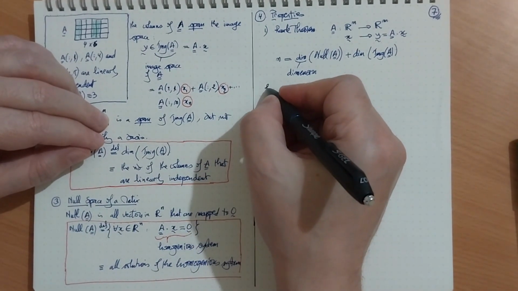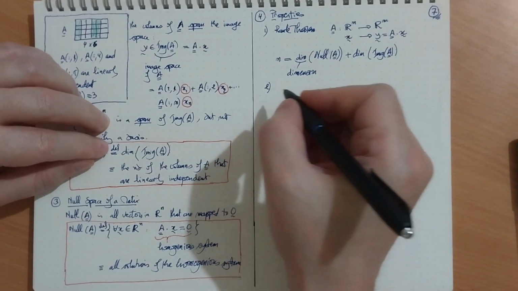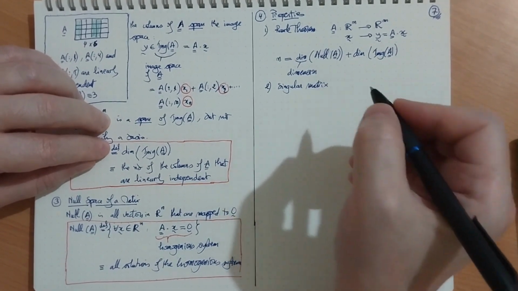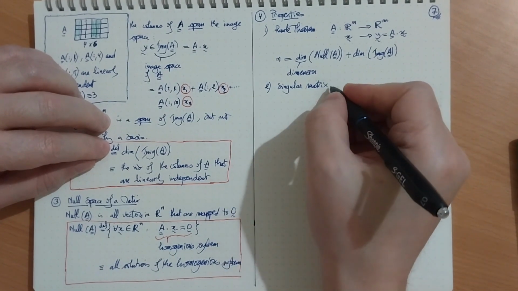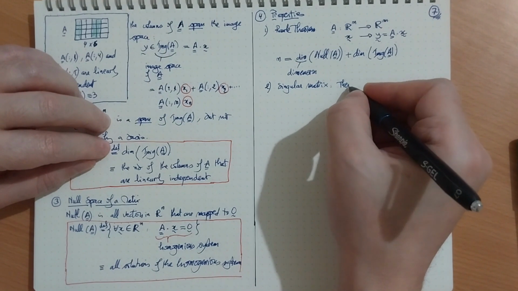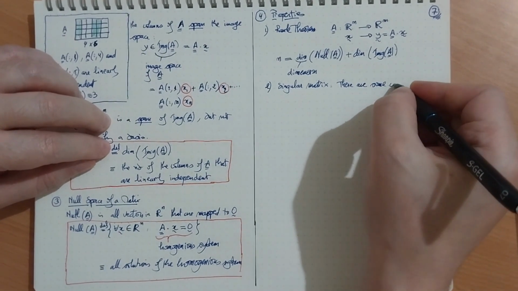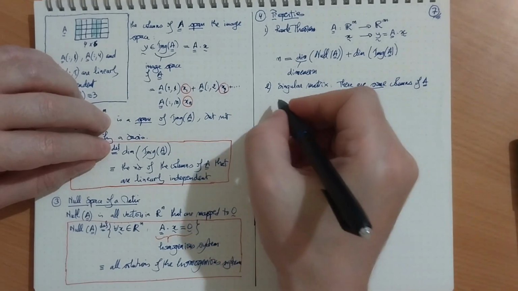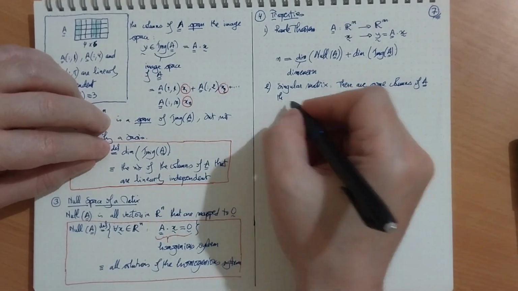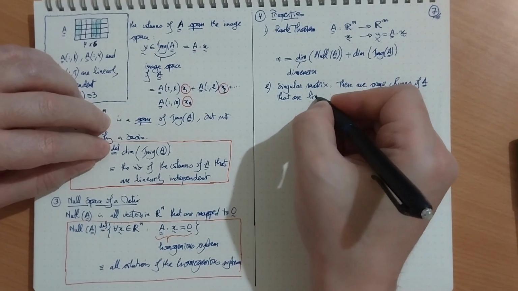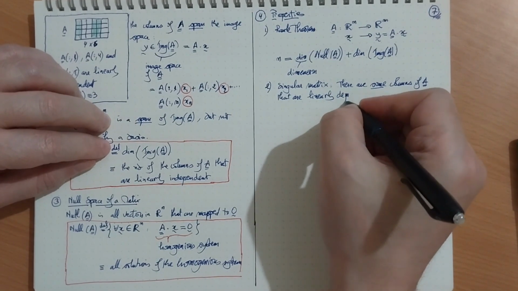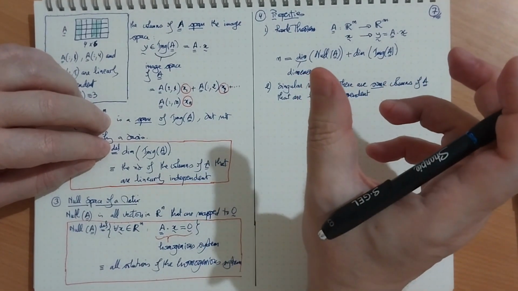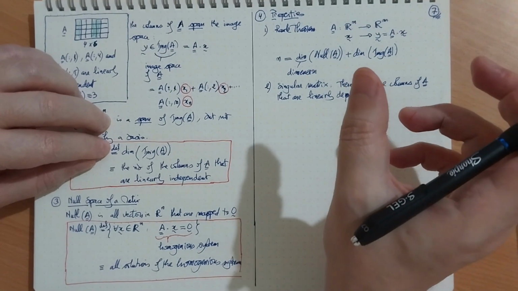And the second property is for a singular matrix. A singular matrix is such that there are some columns of A, some columns, not all, some columns of A that are linearly dependent. What does that mean? It means that the rank of the matrix is less than the number of columns.